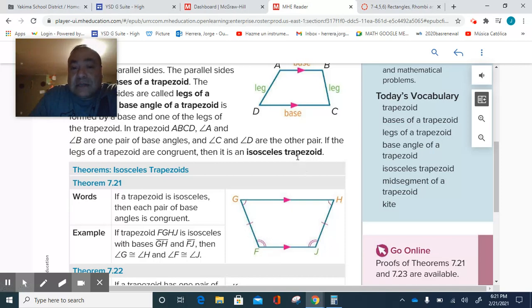If you have an isosceles trapezoid, all you have to have is just an equal pair of legs. See that? And then you're in business. Okay, so that's an isosceles trapezoid.